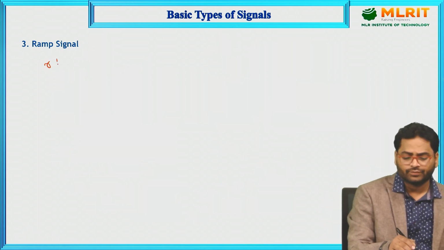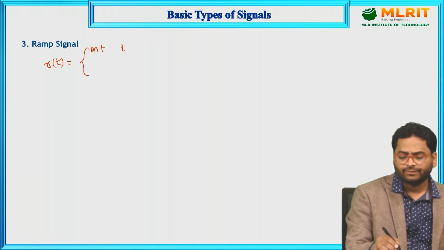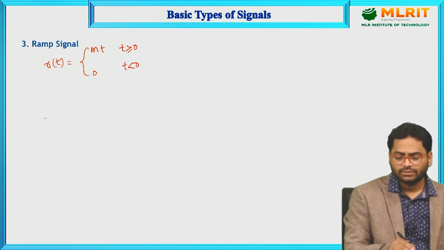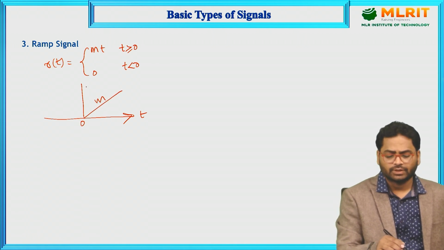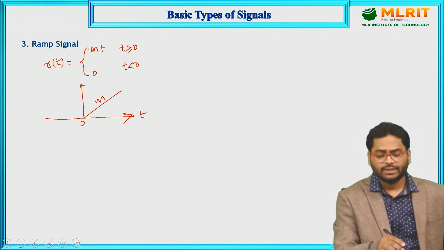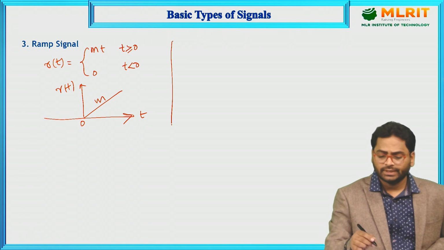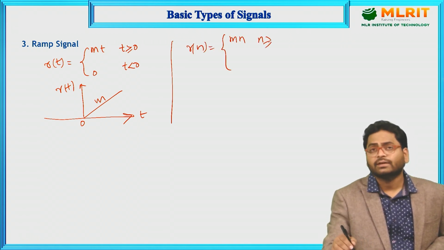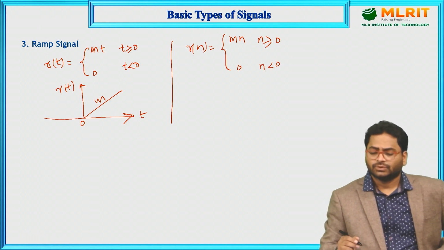Next, the ramp signal. r of t is equal to m t where t is greater than or equal to 0, and 0 for t less than 0. The representation is like this: amplitude 0 at t = 0, with a slope of m, the signal is r of t. So this is about the continuous case. Coming to the discrete, r of n is equal to m n where n is greater than or equal to 0, and 0 where n is less than 0. So this is the signal.